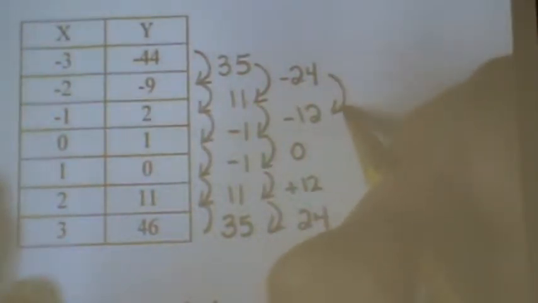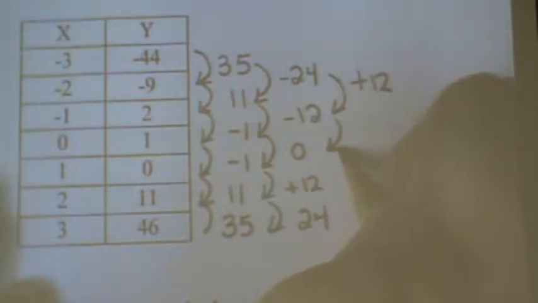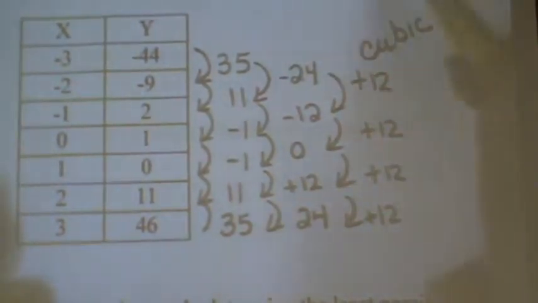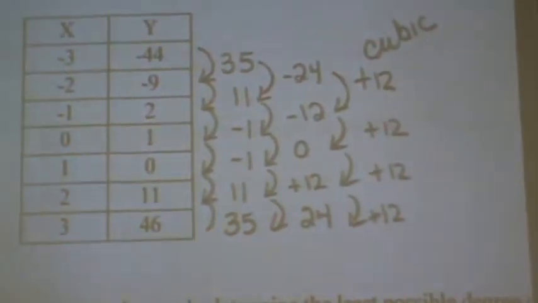How do you go from here to here? Add 12. Here to here. Add 12. Add 12. And add 12. If these are the same, it is cubic. So it goes linear, quadratic, cubic. If these were not the same, you keep going.